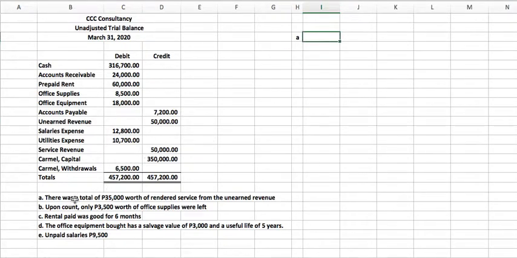For letter A, there was a total of 35,000 worth of rendered service from the unearned revenue. So if we try to understand it, look at your unadjusted trial balance. We have unearned revenue of 50,000, and the information tells us that 35,000 worth of services were rendered already. When we render service, it means it was already earned, so we can now declare the 35,000 as service revenue. We have to increase our service revenue by 35,000. How do we increase service revenue? Credit, right? So our entry here is credit service revenue by 35,000.